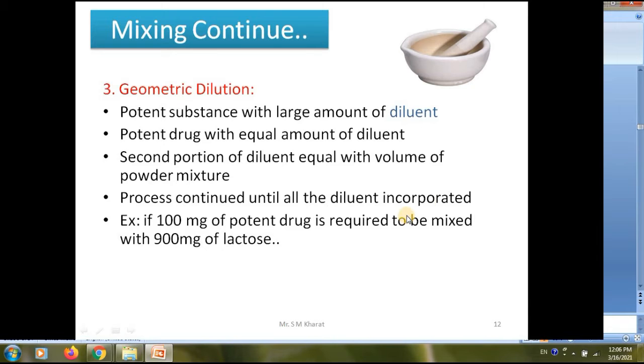What we are going to do in this is use this mortar and pestle for the mixing of 2 ingredients. Here they have provided one example: 100 mg of potent drug is required to be mixed in 900 mg of lactose. So I have 100 mg of potent drug. Suppose I am saying that this is diclofenac.